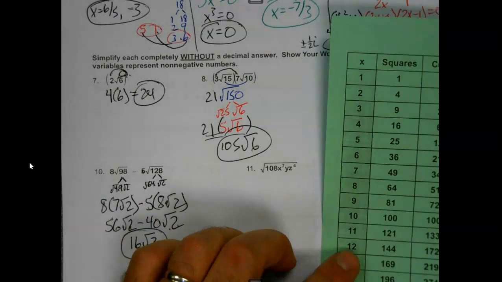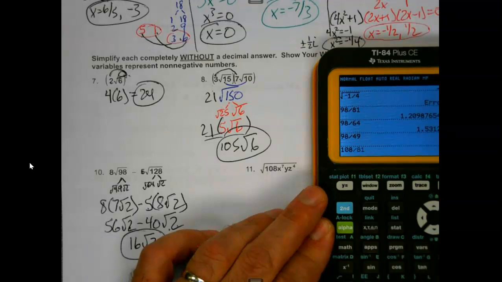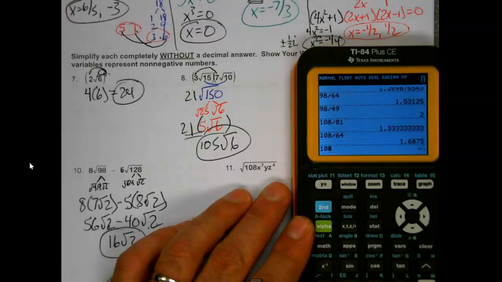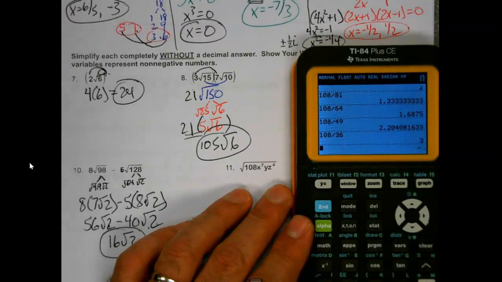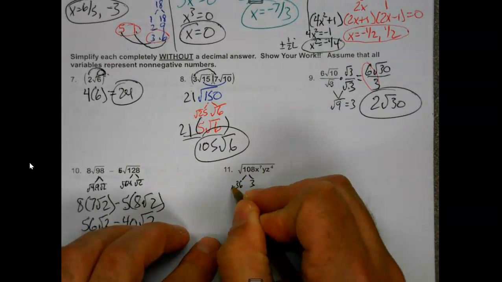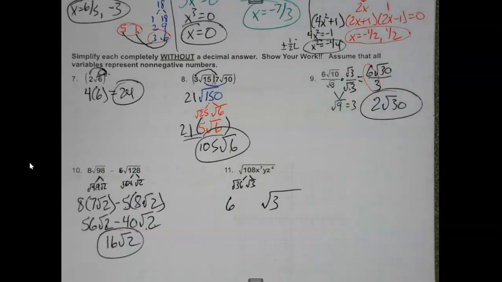108. Oh, let's play here. 108. 108. Nope. Nope. Nope. 36 and 3. 6 outside, 3 hanging out on the inside.